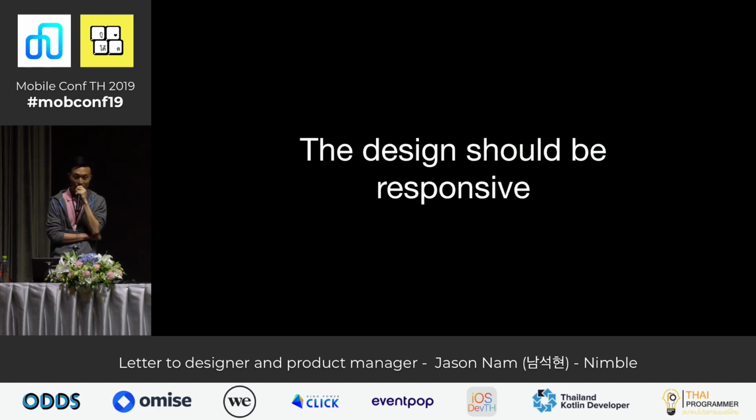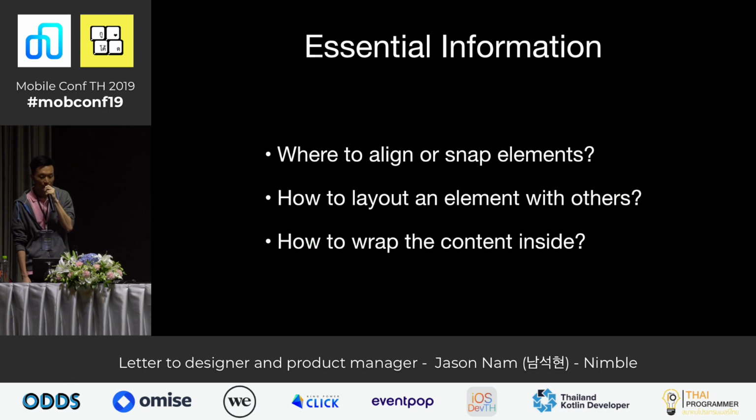Like one of the designs was not fit to ship, so we need these kinds of very essential information, like where to snap or align our elements, how to lay out elements with each other, basically where we should put constraints from here to there, and how to wrap those contents inside, because usually a static image is really hard to see how to handle when the content inside overflows the current sizes in the design.